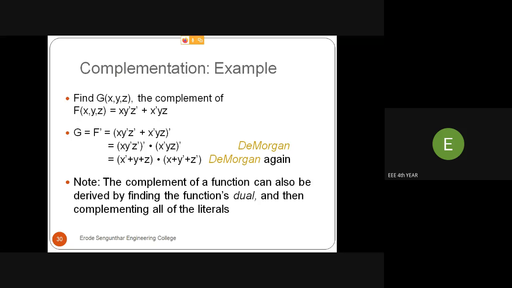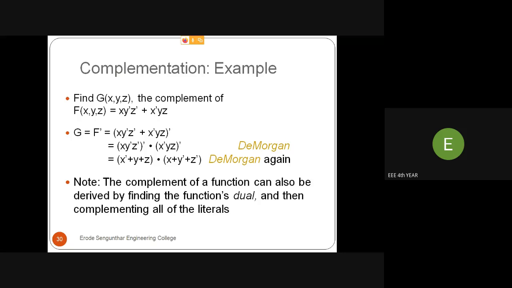Okay. So see the example. Find g of x, y, z, the complement of f of x, y, z, where f is equal to x y bar z bar plus x bar y z. Now g is equal to f complement. That is, g is equal to f bar, taking the whole given expression as bar: x y bar z bar plus x bar y z, whole bar. Now by breaking the bar, that is De Morgan's law, we can change the product to sum and sum to product.